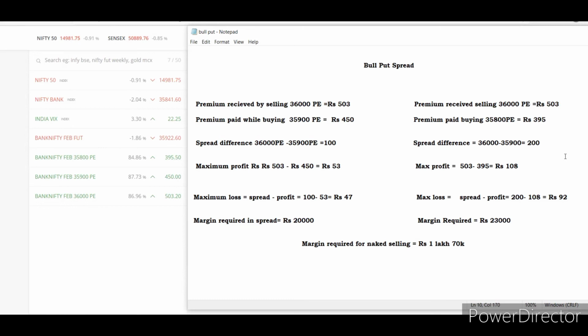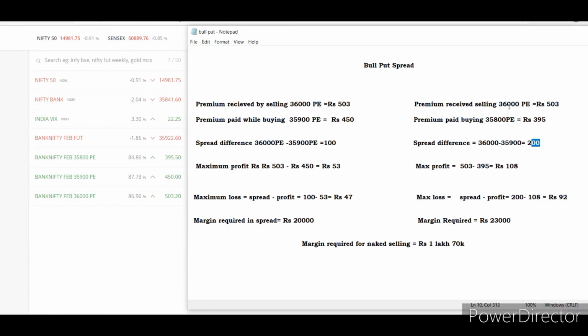So what is the profit potential here? The premium received is 503 minus the premium paid 395, so your profit potential is 108. As you can see, the difference between the strikes was just 100 rupees earlier, that's why your profit was just 53. Here the difference between the two strikes is 200, that's why your profit has increased to 108. But there is a but. The spread difference here becomes 200.